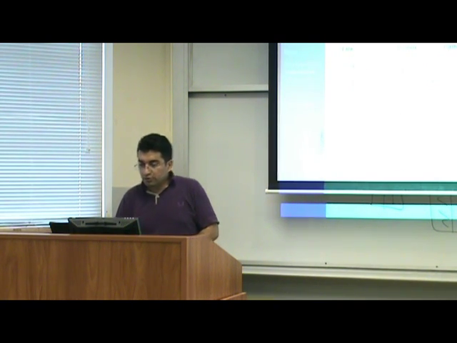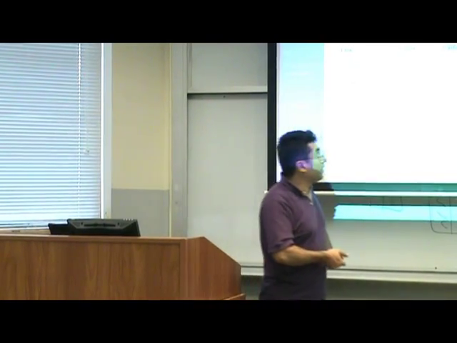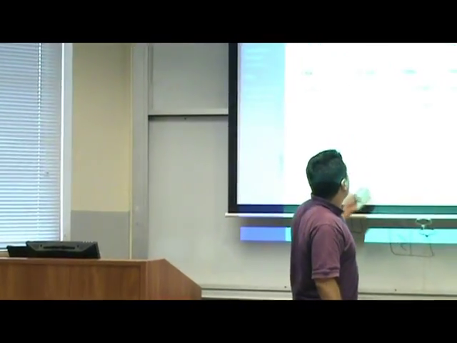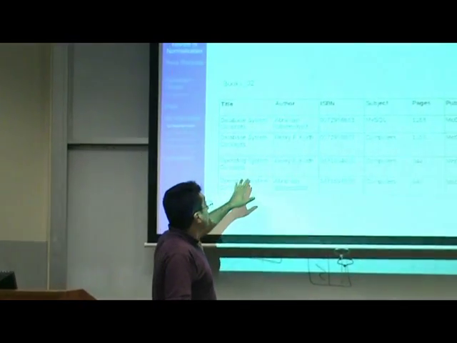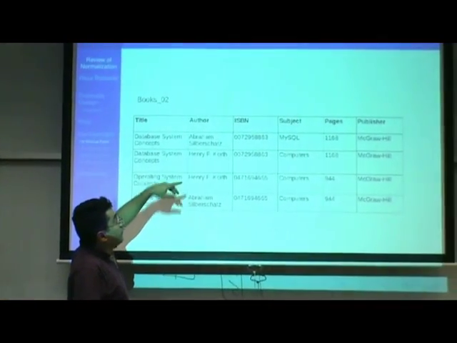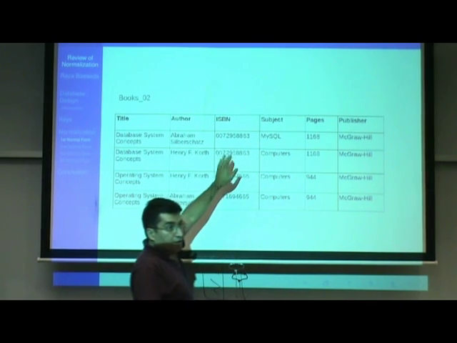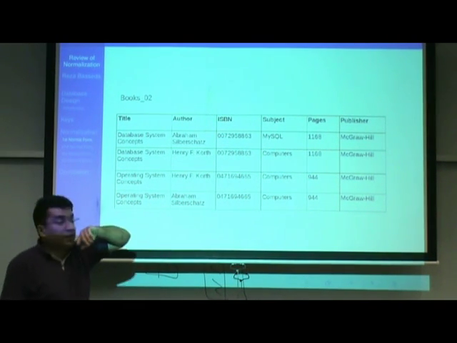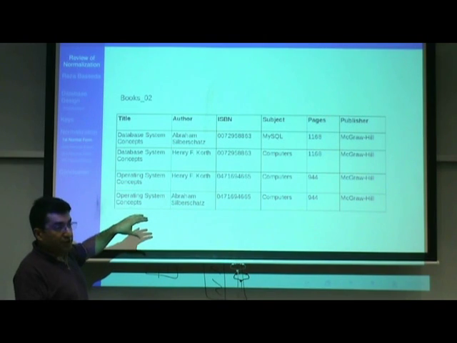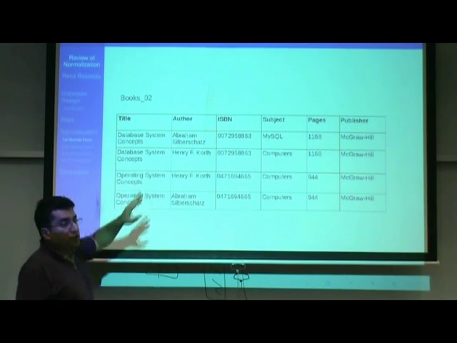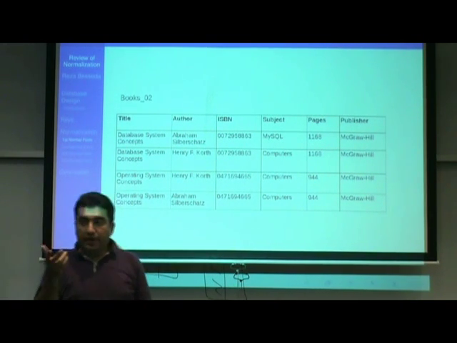Okay, so in this table, the ISBN could be the primary key. Suppose that you have this restriction and limitation that no book can have similar names.